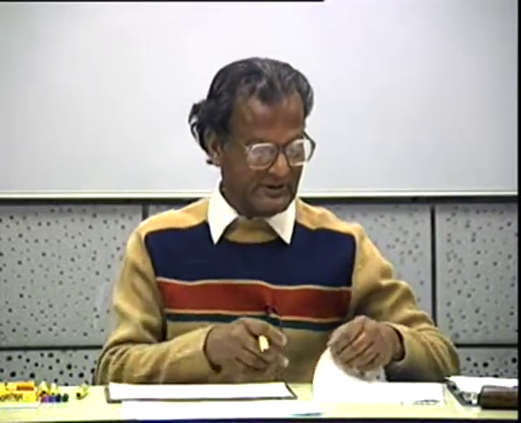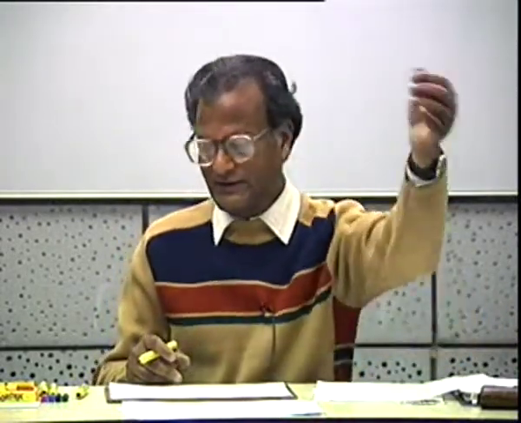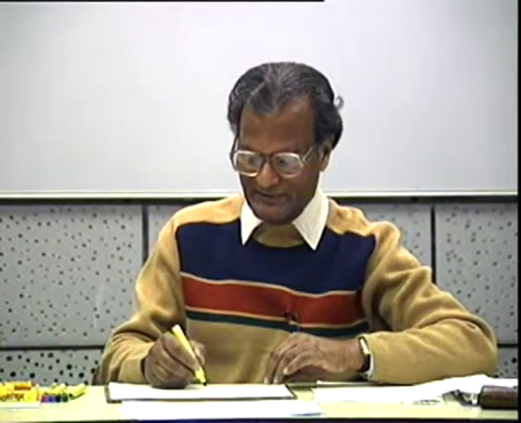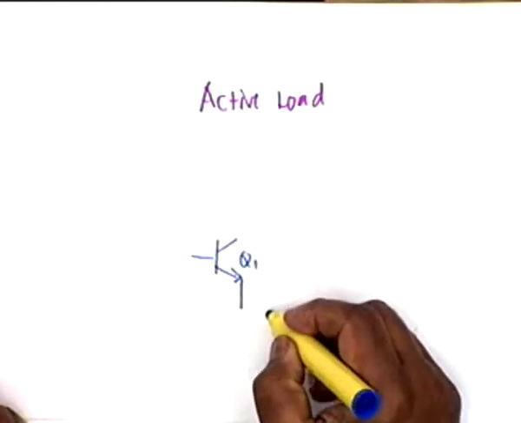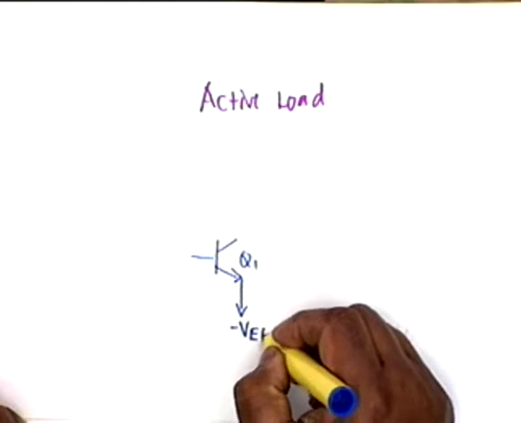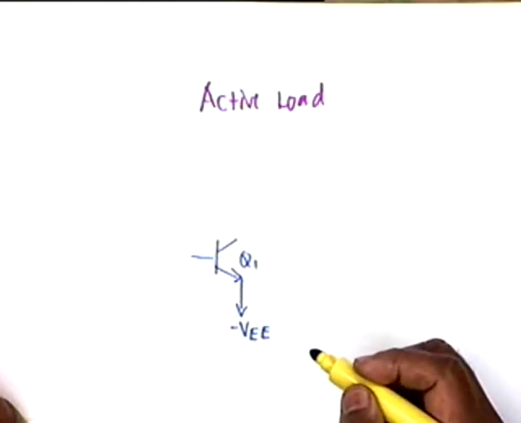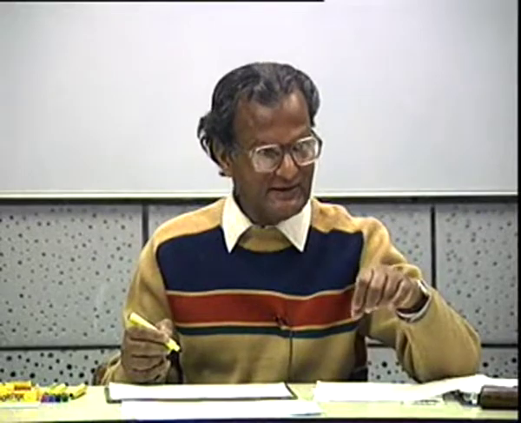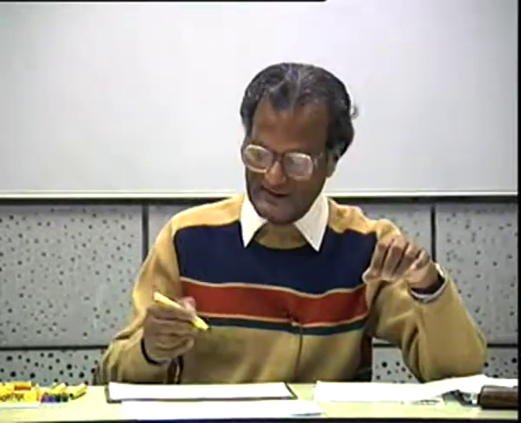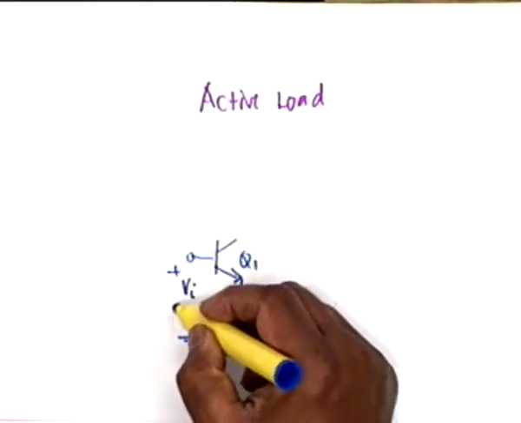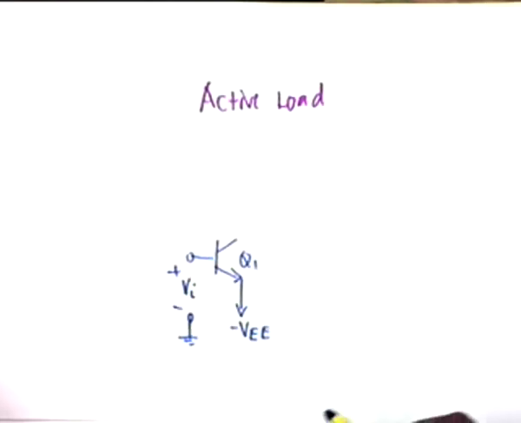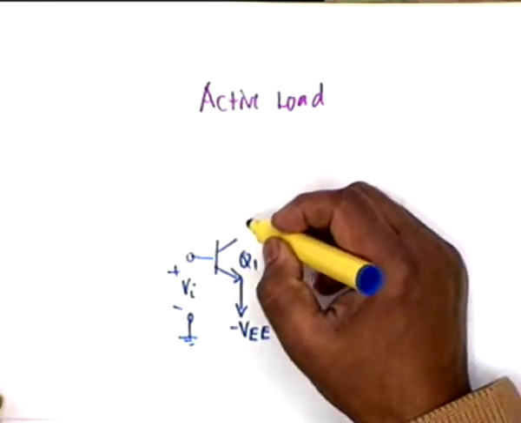Now, in order to be able to consider the use of an active load in a differential amplifier, let us first consider a very simple case, namely a simple common emitter amplifier, Q1, let's say, that goes to minus VEE with an active load. We first consider a single stage CE amplifier with an active load. Okay, let us say the voltage here is V sub I. We are only showing the AC voltage. Okay, the biasing has to be done properly.